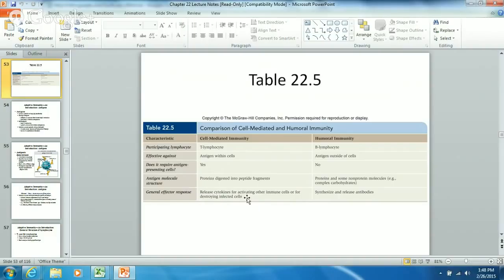Whereas with humoral immunity, the general effector response is when you stimulate the B cells, they activate, they become plasma cells, and then they create and release antibodies. That's the end result that you get out of the humoral response. In the humoral response, you ultimately want to wind up with antibodies. If you don't wind up with antibodies at the end of the humoral response, you don't have immunity. It's plain and simple. You don't have antibodies, you don't have immunity.